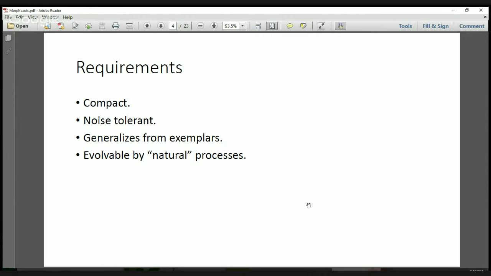We want it to be able to generalize, so we don't have to have a specific rule for every single thing we do. We want to be able to give a set of exemplar rules, and then it can interpolate and extrapolate from those rules. And we will demonstrate that. And we want it to be evolvable by some kind of counterpart of natural processes. If it's going to represent morphogenesis even in some abstract way, and it isn't evolvable, it's quite a stretch to actually say that.